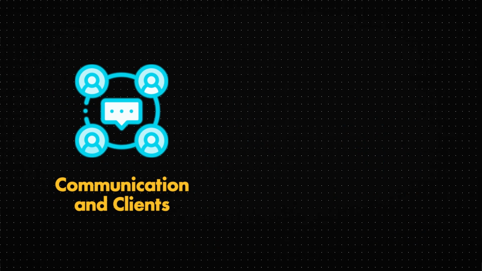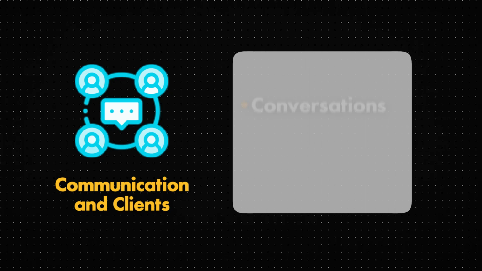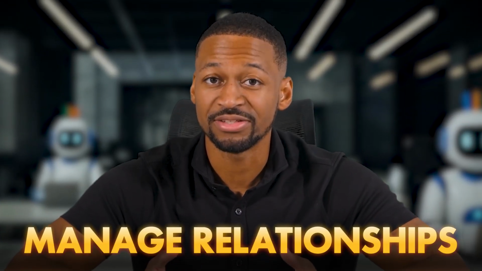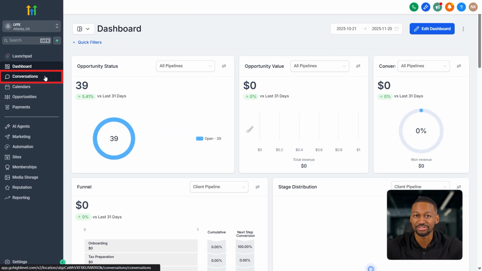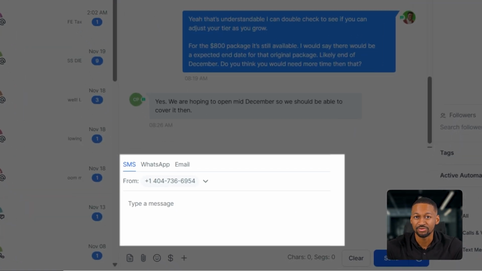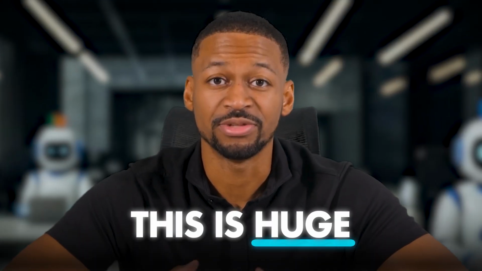Let's start with communication and clients. This category includes conversations, calendars, contacts, and opportunities. It's basically everything that helps you talk to leads, follow up with them, and manage your relationships all in one place. So the first one here is conversations. This is like your main inbox. This is where all my messages show up: texts, emails, DMs, even WhatsApp. If you're running an agency or doing any kind of outreach, this is huge because it keeps everything organized.